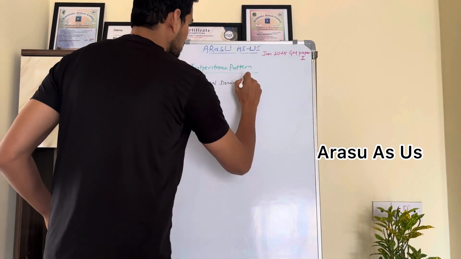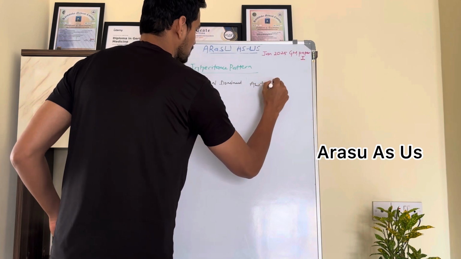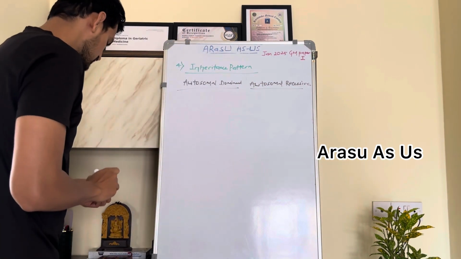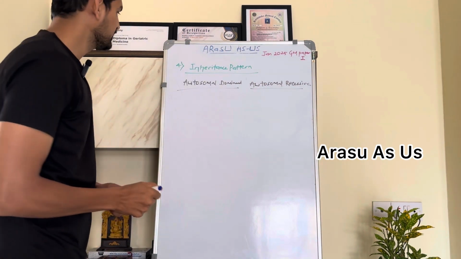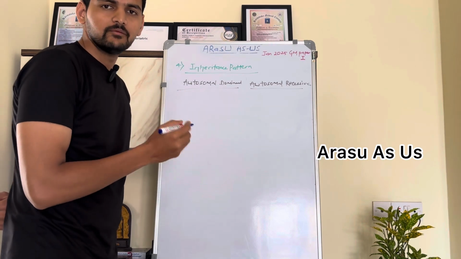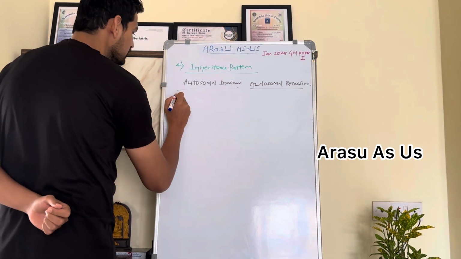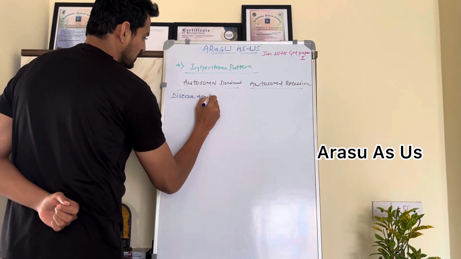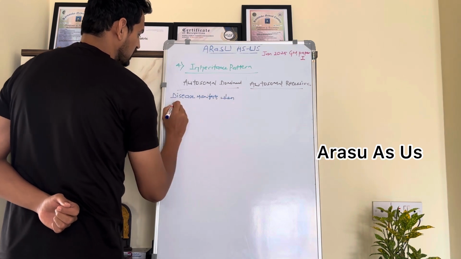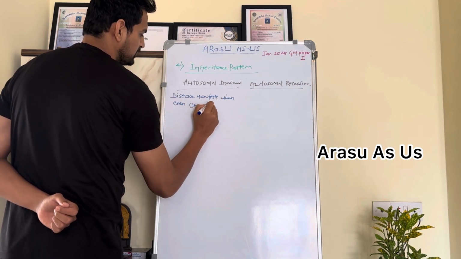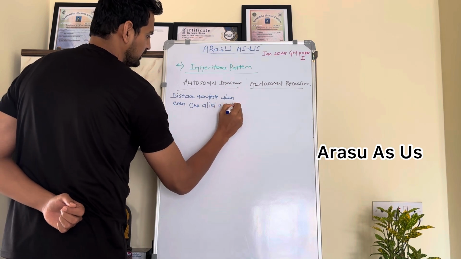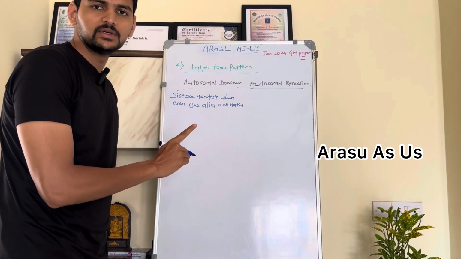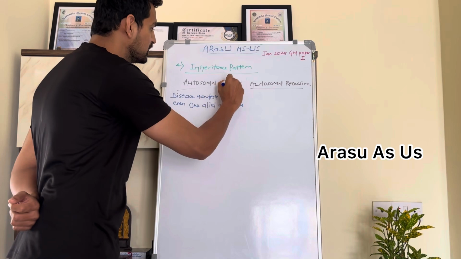So here, autosomal dominant, autosomal recessive. See here, in autosomal dominant diseases, mainly the disease will manifest when even one allele is mutated. So this is the first point to understand. Disease manifests when even one allele is mutated. So we know that there will be two alleles. Among those, even if one is mutated, disease will get manifested. That's why it is named dominant.